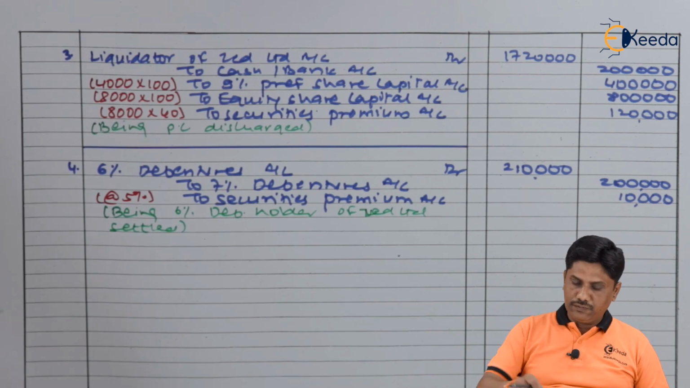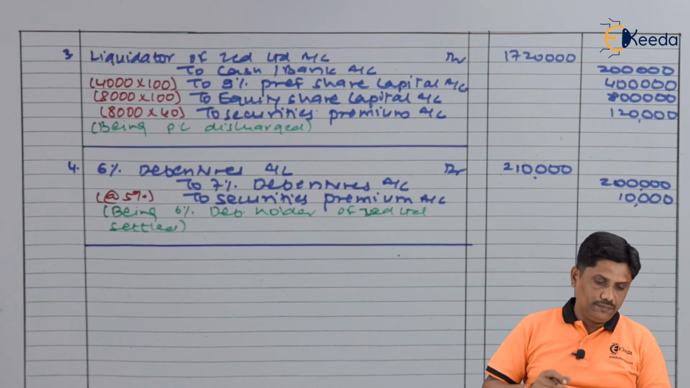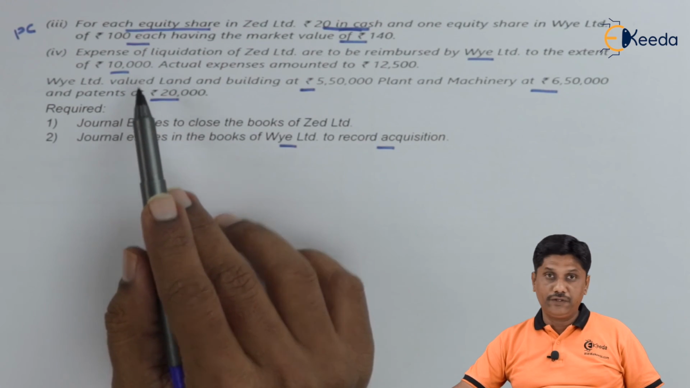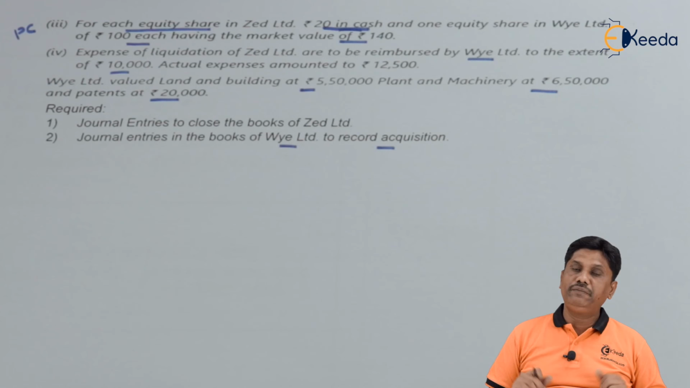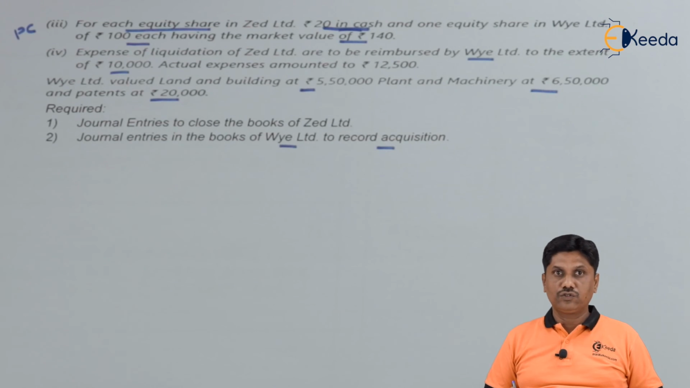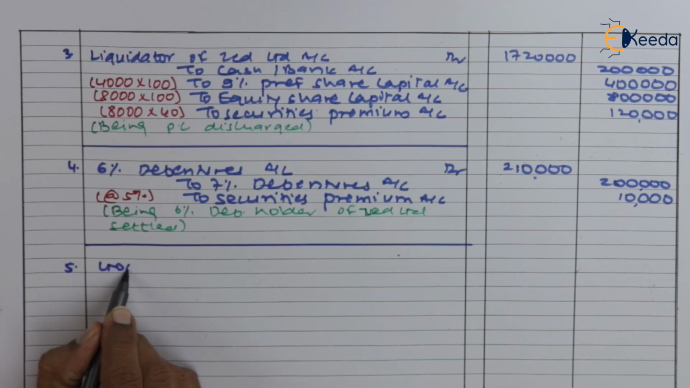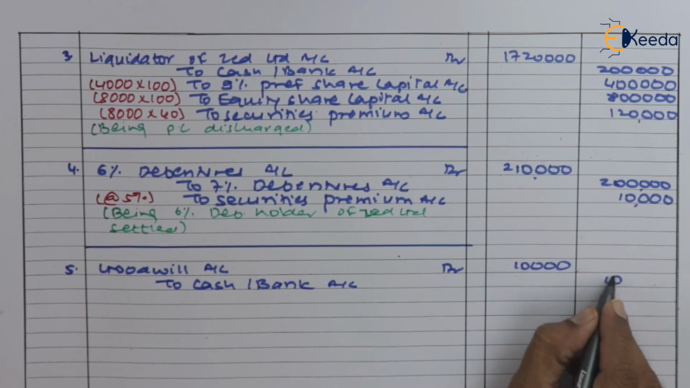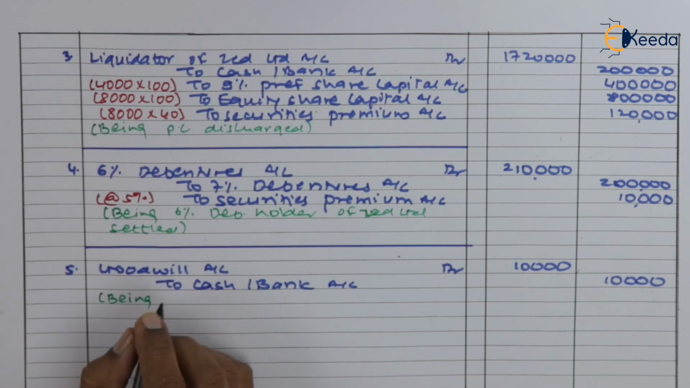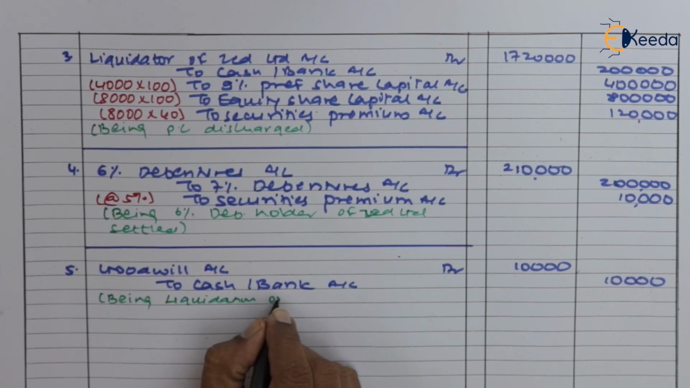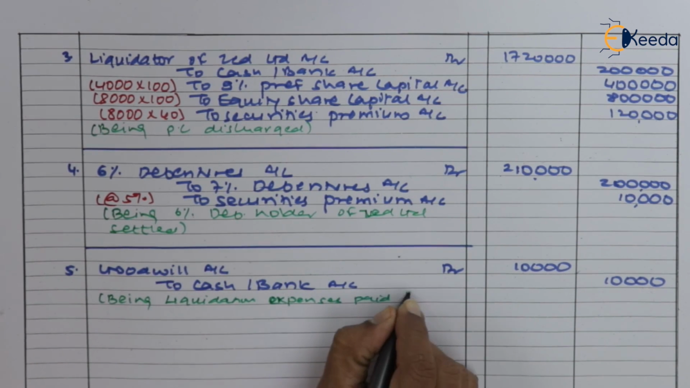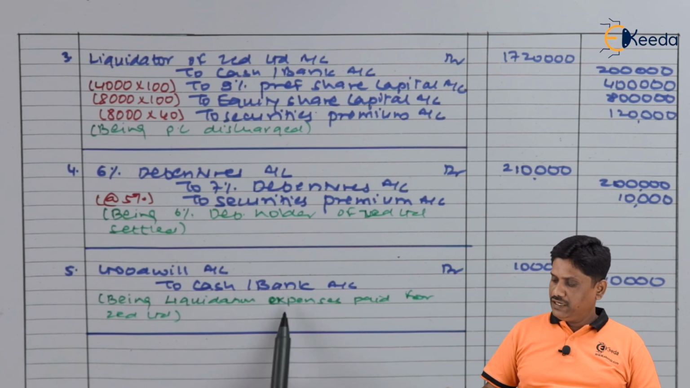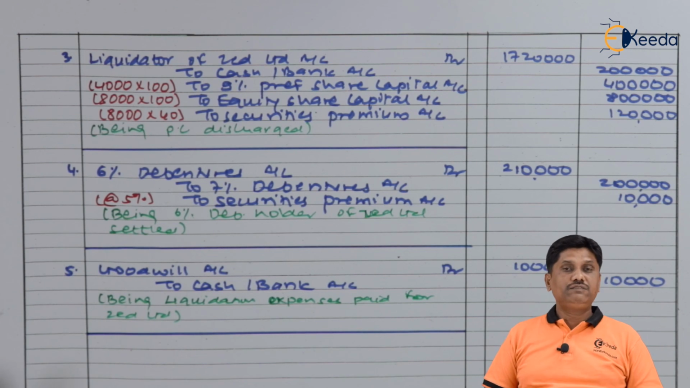What more do we have to record? Let us see the additional thing to be recorded. Notice your information number 4, where we are reimbursing them 10,000 of the expenses. For us, it is a capital loss. It will be debited to the goodwill account and credited to the cash or bank account. So entry number 5 will come. Friends, our entry is goodwill account debit to cash or bank, being liquidation expenses paid for Z Limited. In this way, we have paid their expenses.